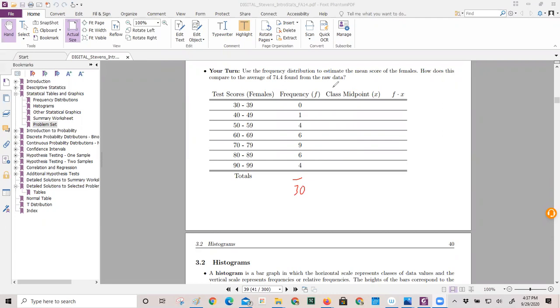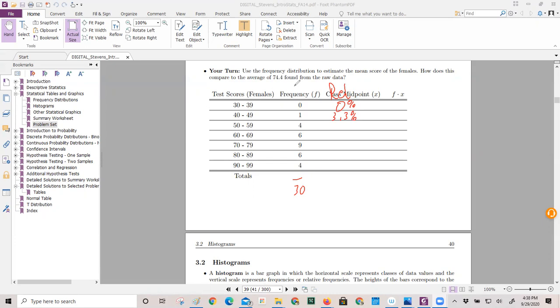So then if I want to do the relative frequency, I'm going to take each one of these numbers, the counts, and instead of counts, I'm going to do percentages. So 0 divided by 30 times 100 is 0%. So 0% of the distribution was in the 30 to 39 range. 1 divided by 30 as a percentage is 3.3%, so 3.3% of this distribution was between 40 and 49.